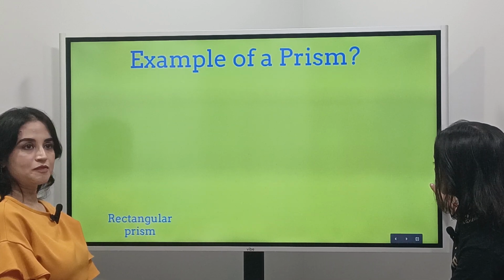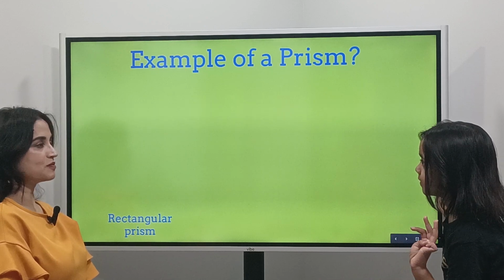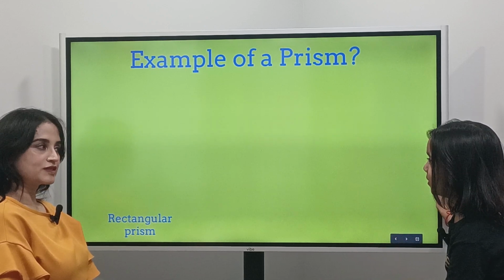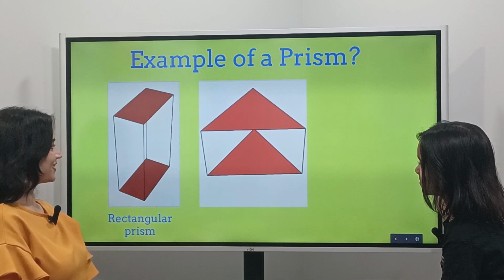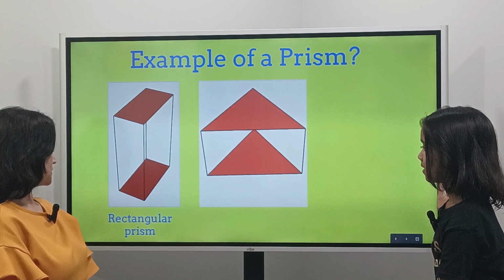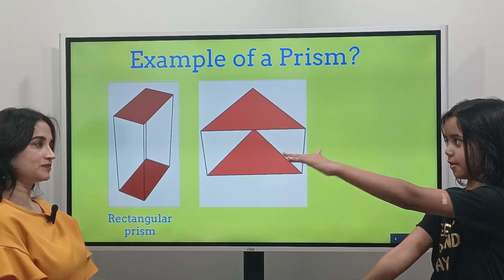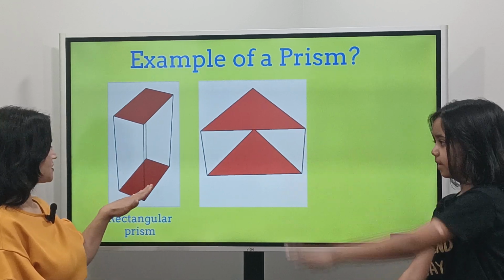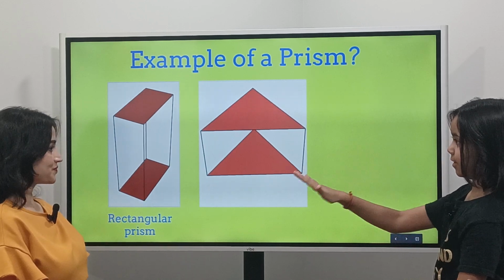Examples of a prism. Do you have any examples, Lina? Let's see what kind of prisms. It says it's a rectangular prism. How? Because the rectangle is on the bottom and the top. So it has a rectangular base on top and bottom, and also on the other sides.